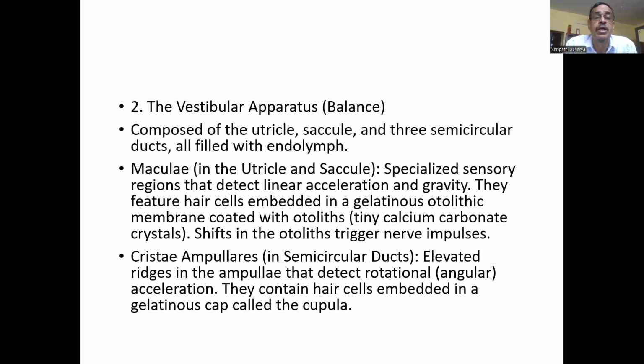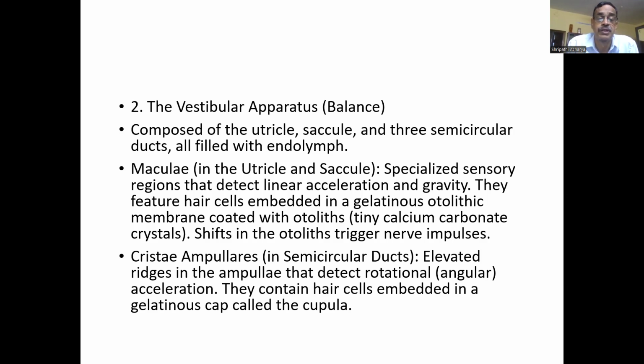Two, the vestibular apparatus for balance, composed of the utricle, saccule, and three semicircular ducts, all filled with endolymph. Maculae in the utricle and saccule are specialized sensory regions that detect linear acceleration and gravity. They feature hair cells embedded in a gelatinous otolithic membrane coated with otoliths, tiny calcium carbonate crystals. Shifts in the otoliths trigger nerve impulses.